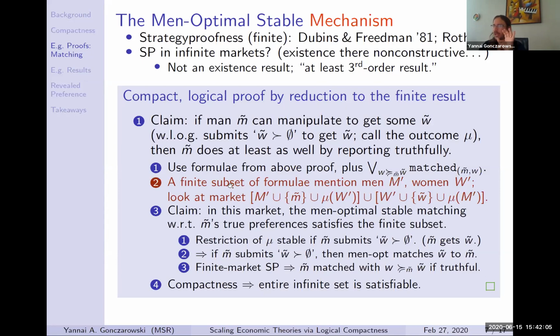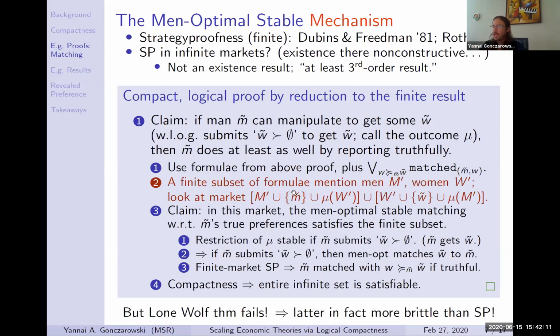You restrict to a more carefully chosen finite subset, not only the people mentioned in this formula. And as I've already noted, usually strategy proofness is proven using the lone wolf theorem. It fails in infinite markets. We obtain strategy proofness nonetheless. This actually shows us that the lone wolf theorem is more brittle than strategy proofness, which is the converse of the intuition of any matching theorist I've spoken to.